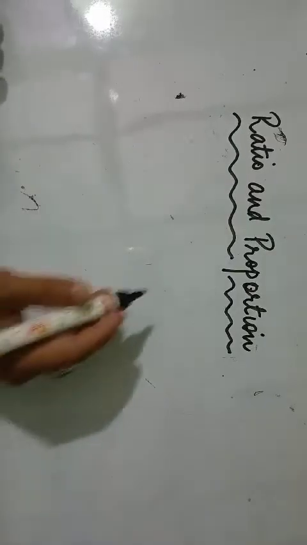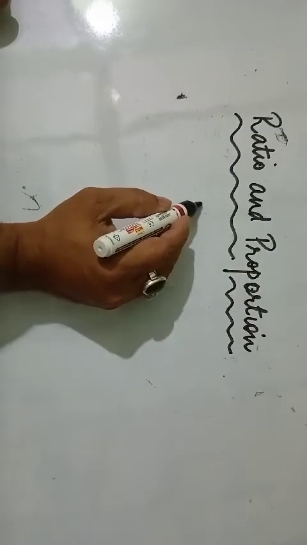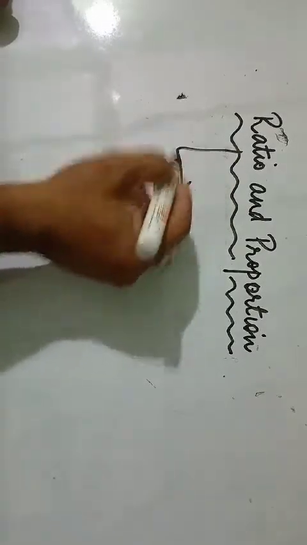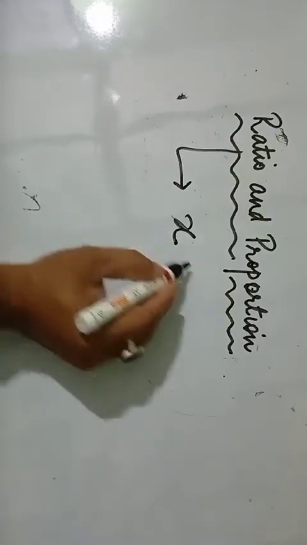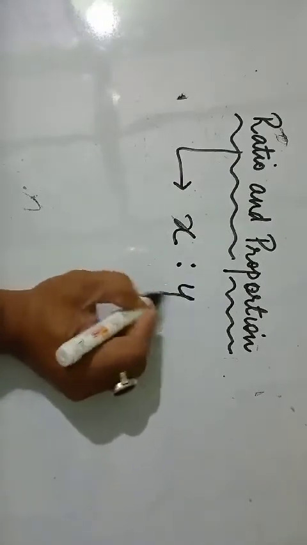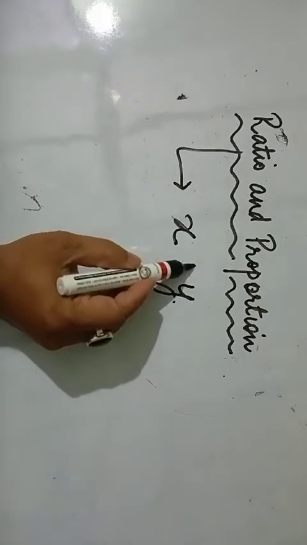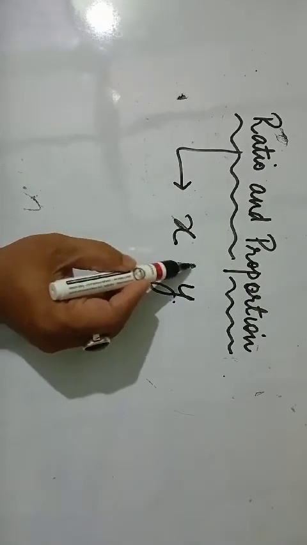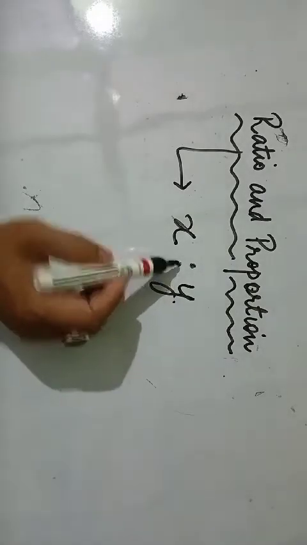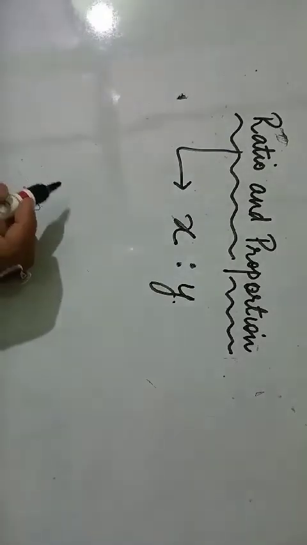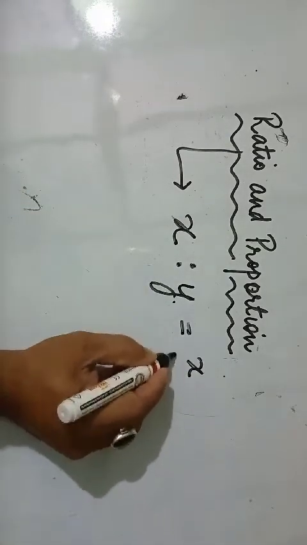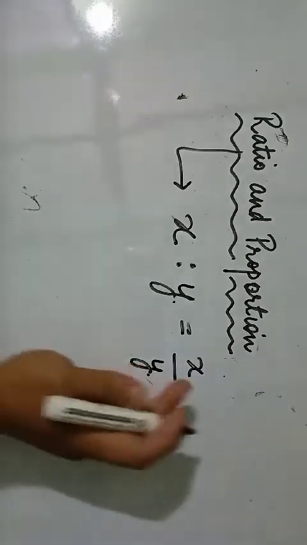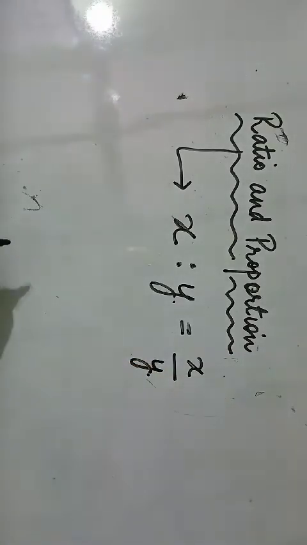Okay, so we all understand that whenever we talk about something known as a ratio, it's a comparison of two things. So you can say x is to y. Now this sign that you see, two dots, represents the ratio. This can however also be written as x upon y. So it's basically one number upon another number.